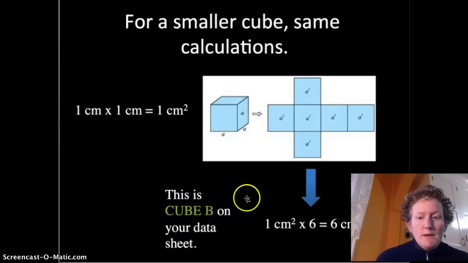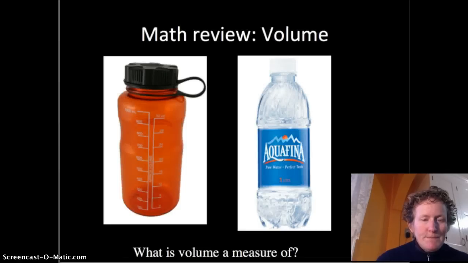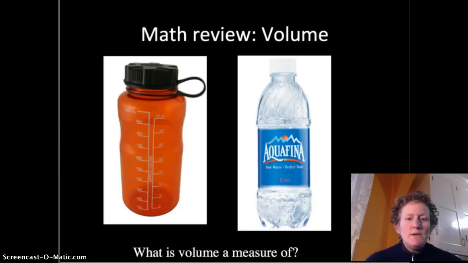For cube B on your data sheet, 1 times 1 times 6 equals 6 centimeters squared. So this is data table B, 6 centimeters squared. So we filled out the first part of two different data tables, A and B. Now let's talk about volume of cubes.